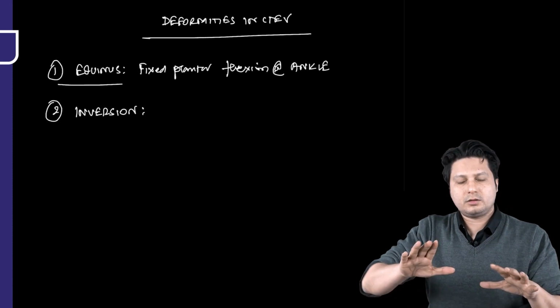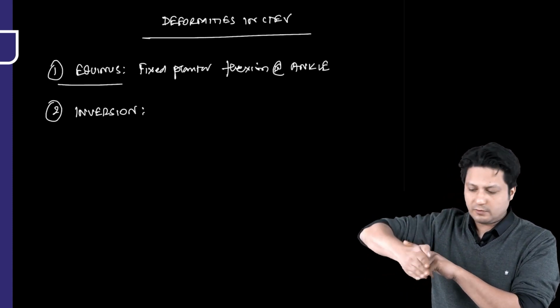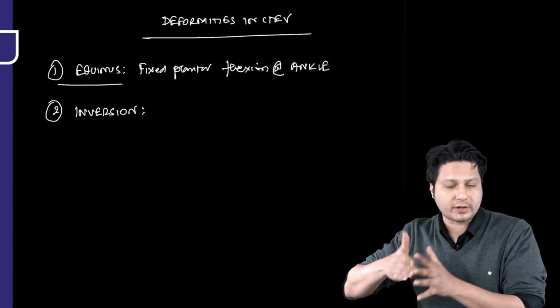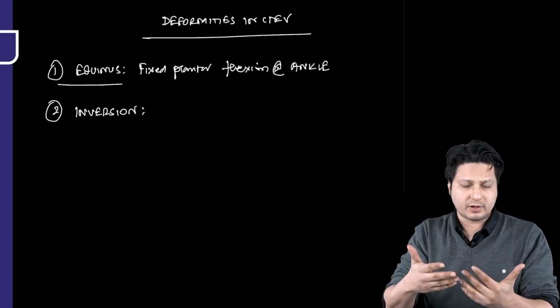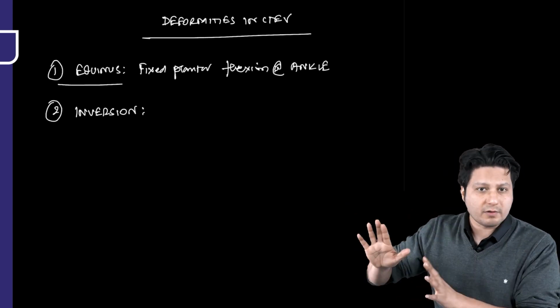The two possible movements at the level of the foot are inversion and eversion. Inversion is when the plantar surface of the great toe is facing towards the midline. That is inversion. While eversion is when the plantar surface of the foot is facing laterally. That is eversion of the foot.